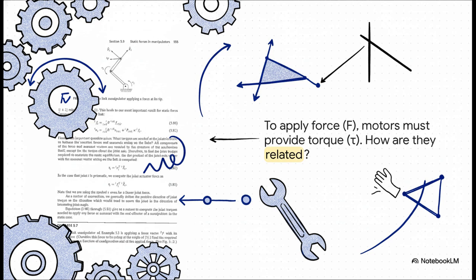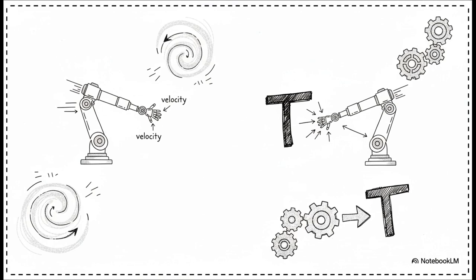If we want the robot's hand to apply a specific amount of force, we'll call it F, to some object, how much twisting force, or torque, which we call tau, does each motor way back at the joints need to generate? You know they're related, but how? And the answer reveals this incredible, beautiful mathematical symmetry. On the left, that's our original velocity equation, and on the right, that's the force equation. The motor torques you need are equal to the transpose of the Jacobian multiplied by the hand force.